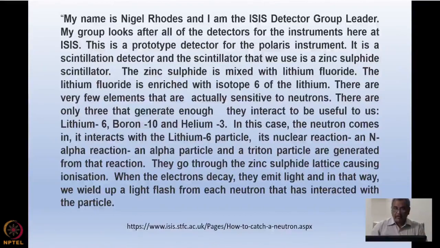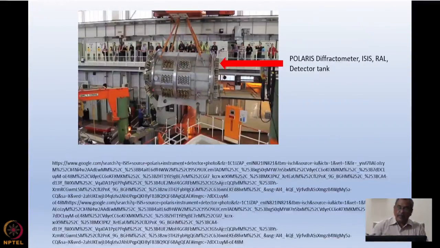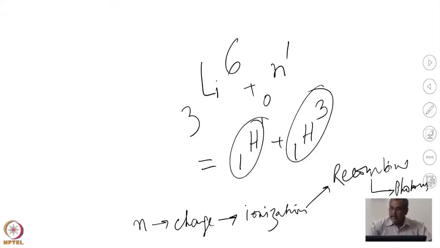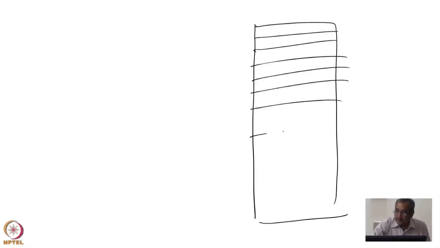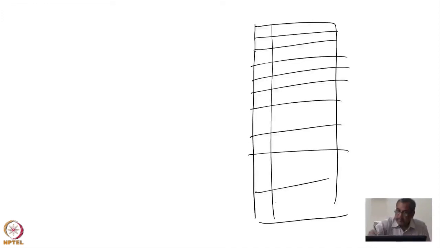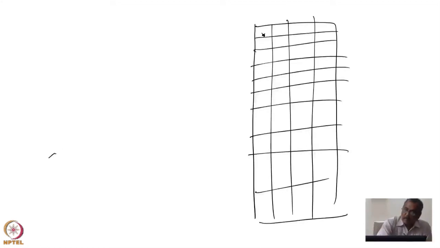So I just wanted to show you a photograph. This is a huge detector bank in which this ZnS impregnated with lithium fluoride is placed in this polarized diffractometer. So how do I find out Q values for this? It's a diffractometer. It is done because this huge detector bank has a matrix of these detectors. I'm just showing it in a simplistic manner. It's a matrix of these detectors, and it's a long travel path.